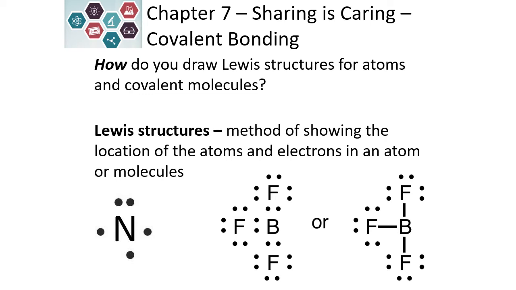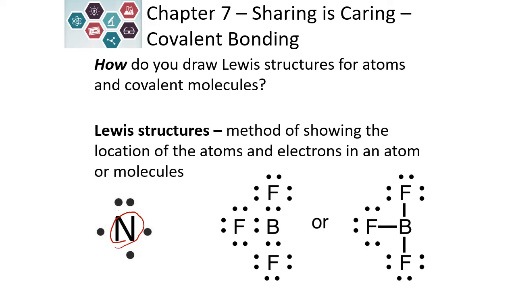Lewis structures are a method that chemists use for showing the location of the electrons in an atom or molecule. Lewis structures focus on the number of valence electrons, which are the electrons in the outermost shell of our atom. We write the atomic symbol in the center representing the nucleus and all the inner electrons, and we draw the valence electrons around the outside.